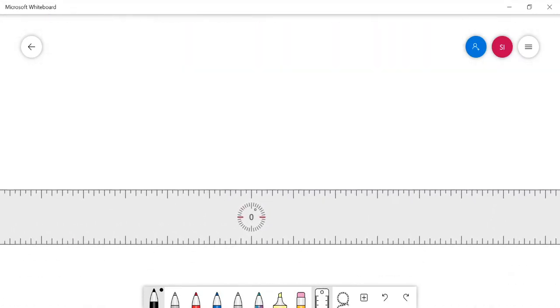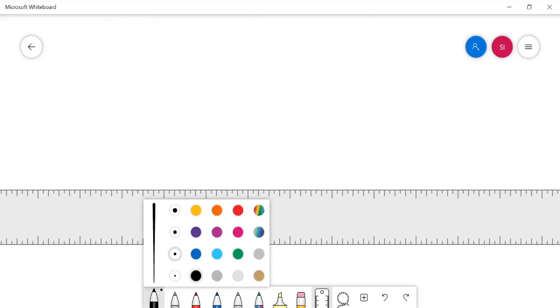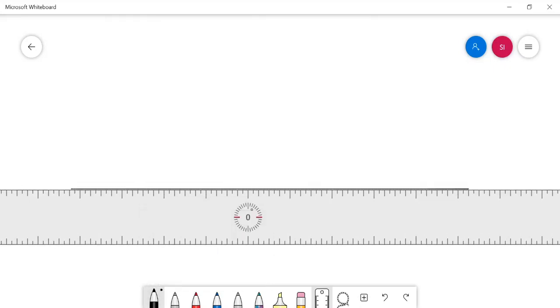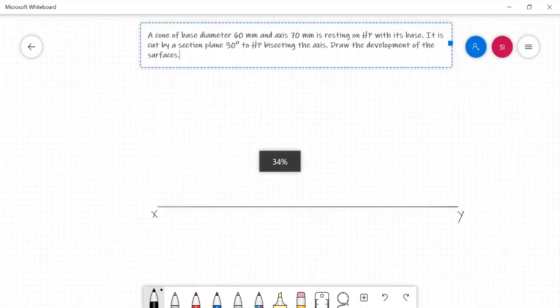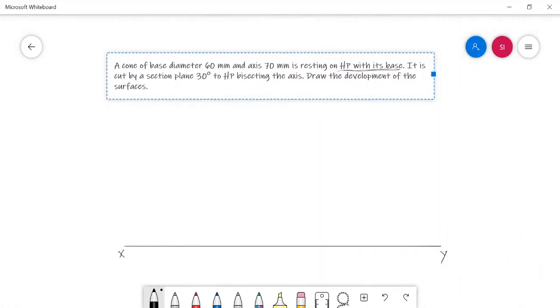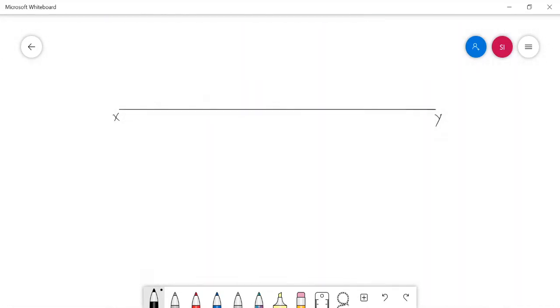Let me start with the XY line. Here the object is a cone, so the base view is a circle. Meanwhile, the solid is resting on the horizontal plane with its base, so the circular base of the solid is visible in the top view. So in the top view area, I need to draw a circular base of the solid, and then as usual, I have to split it into 8 equal parts.